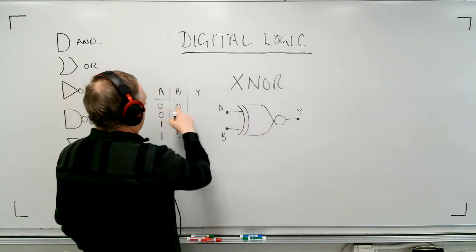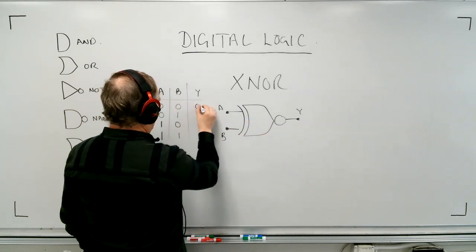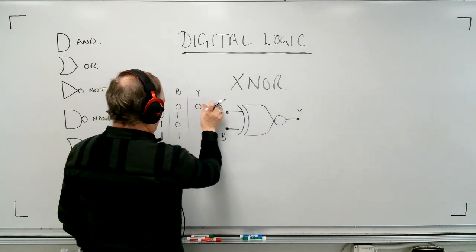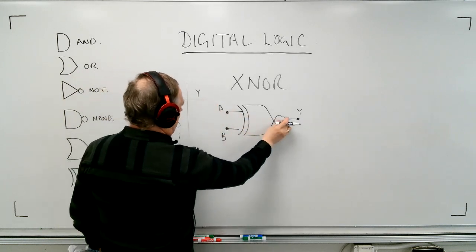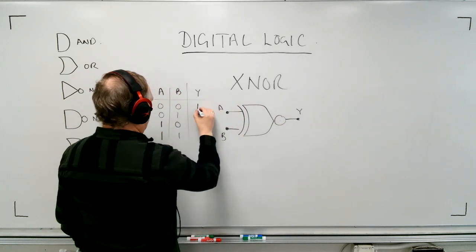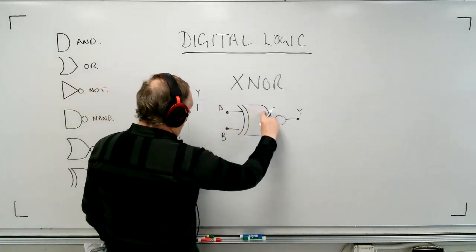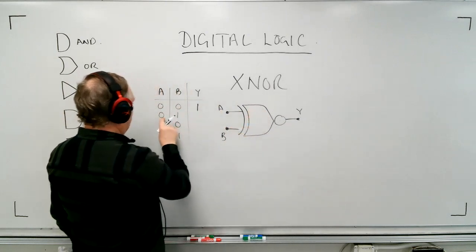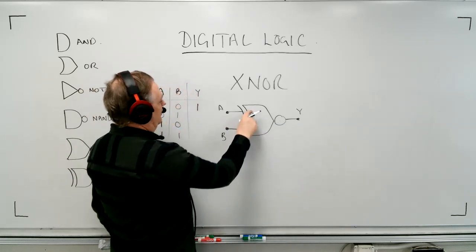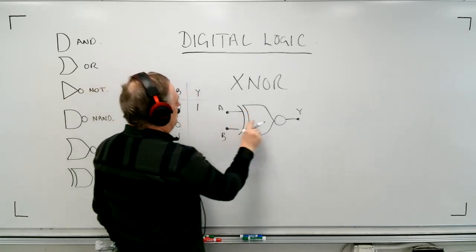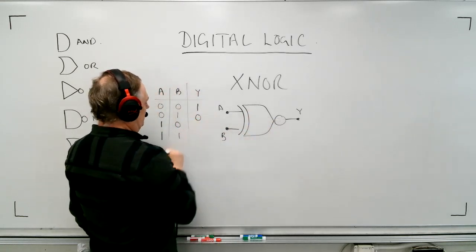A 0 and a 0 in an exclusive OR gives me a 0. But, hang on a second, we have a built-in NOT there, so that makes this a 1. Now, if I take this OR inside of here and I go, now I have a 0 and a 1, that's where this XOR goes, oh yeah, I know what to do with that. A 0 and a 1 means it's a 1. And then the invert goes, oh, okay, you're going to be a 0.